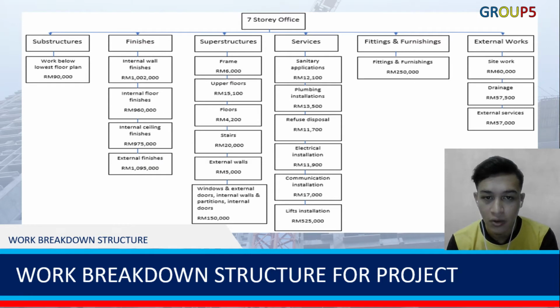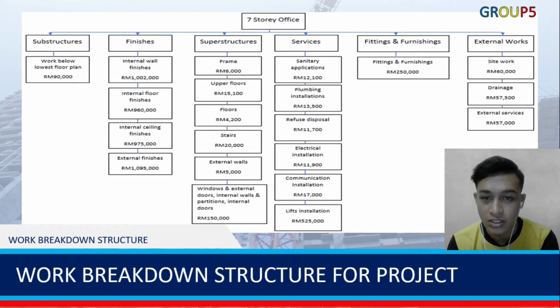4,032,000 ringgit. Next, for the superstructures, there are frame, upper floors, stairs, external walls, windows and external doors, internal walls and partitions, and internal doors. And the total cost for the superstructures was around 200,300 ringgit.